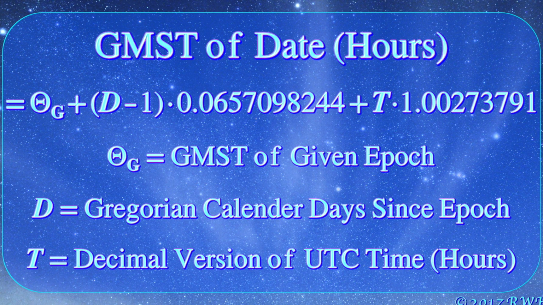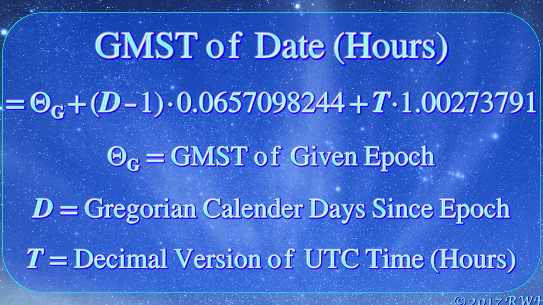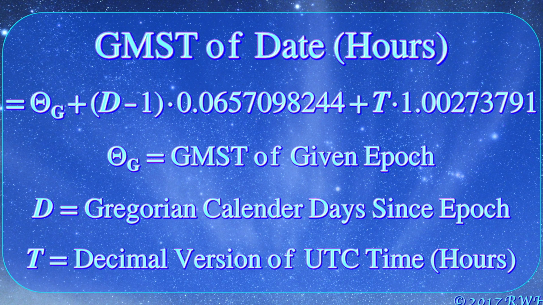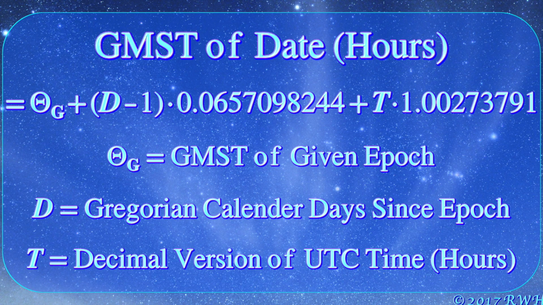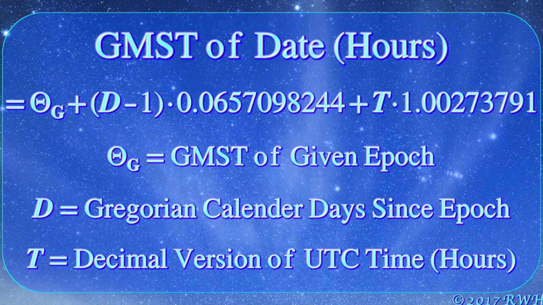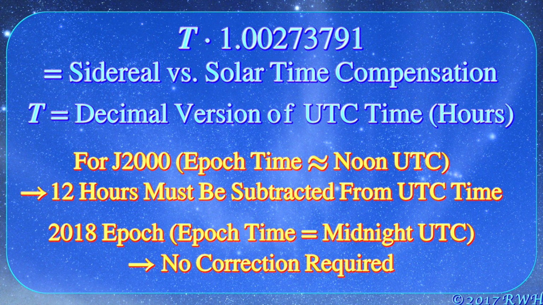After the sidereal correction for the number of days, the next step is to multiply the desired time of day, in UTC time, by the quotient of a solar and sidereal day, which is about 1.00273791, and then add the result to the total. If you are using your local time zone, make sure to convert it to UTC first.